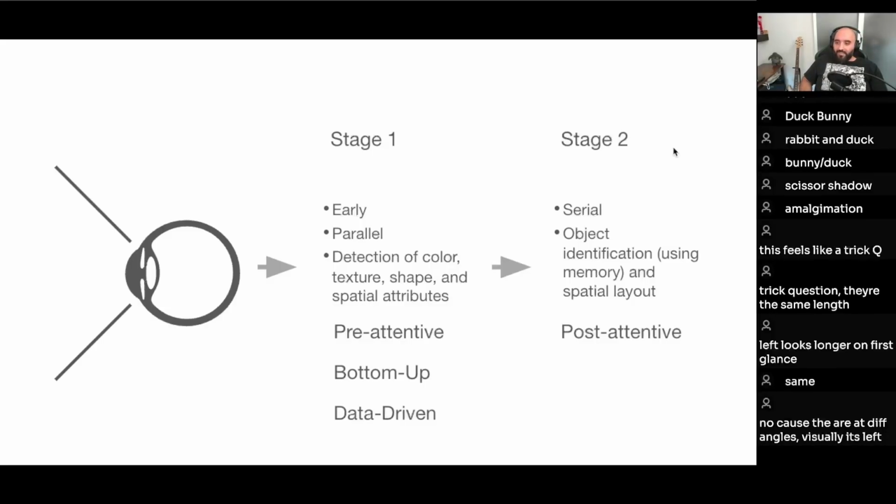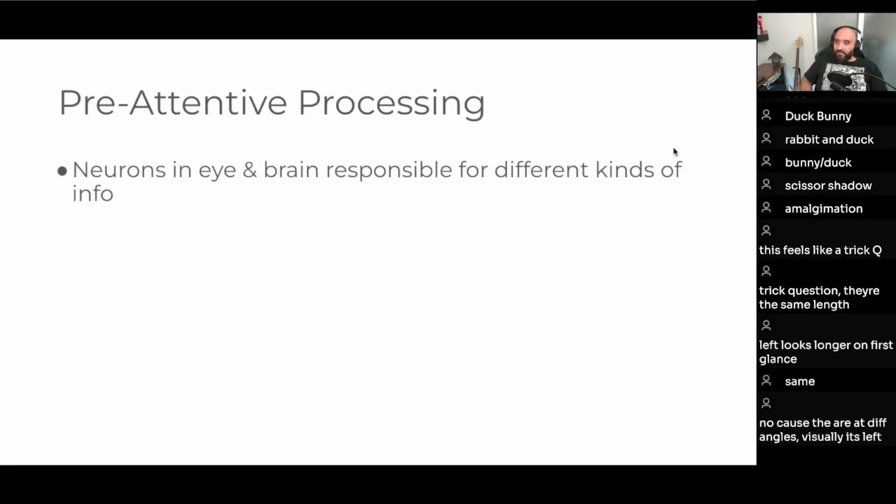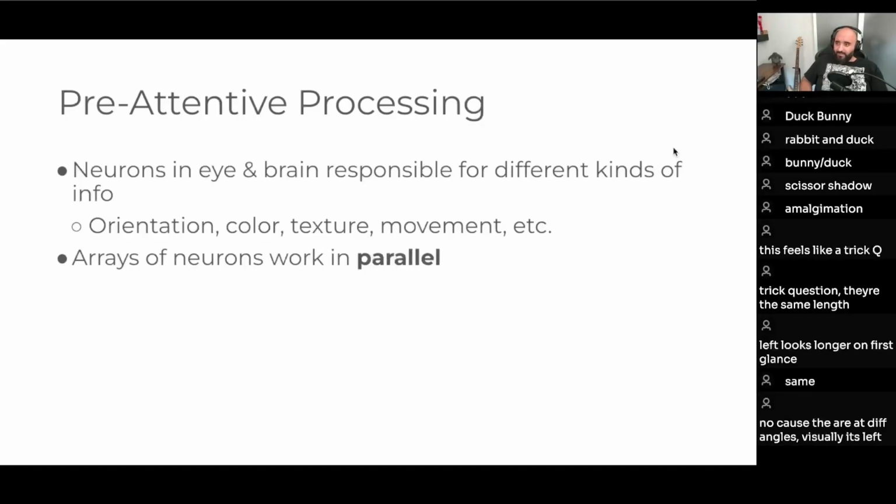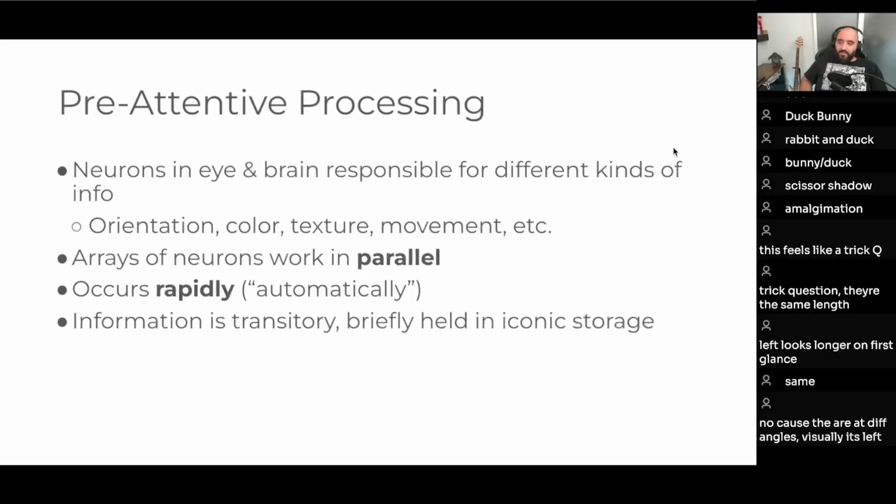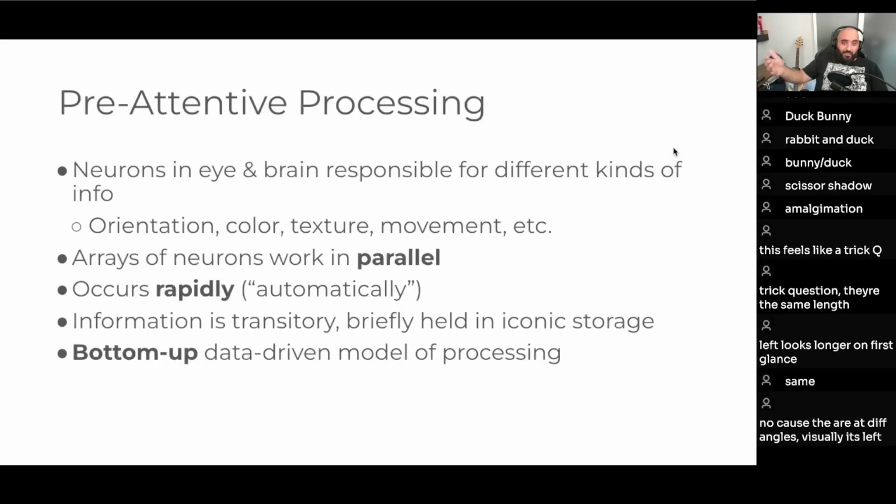Bottom up, data driven, top down, goal directed. Pre-attentive processing is that neurons in the eye and brain are responsible for different kinds of information. We see orientation, color, texture, movement, etc. Arrays of neurons work in parallel, it occurs rapidly, almost automatically, and the information is transitory, briefly held in iconic storage. It's bottom up, data driven. It's about the data in the world.